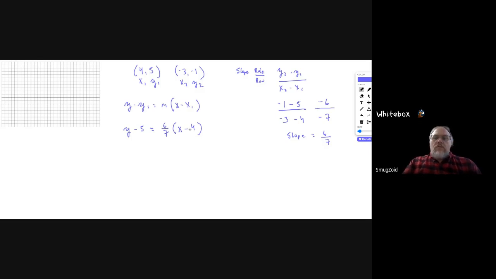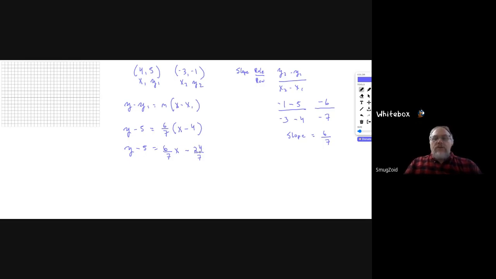So we have to multiply across here. It's going to be kind of strange looking. It's going to be y minus 5 equals 6/7 x minus, 6 times 4 is 24/7. All right, don't get dismayed. It's a fraction. You can still work this out, okay?